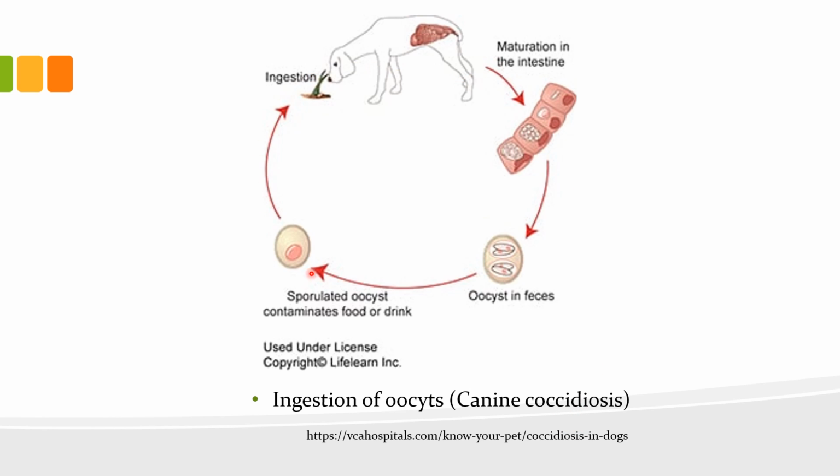In this diagram, we have the presence of the oocyst in the feces coming from the infected dog, and the oocyst later becomes a sporulated oocyst that will contaminate the food or the drink, and it can later be ingested by the canine host. So dogs again become infected with coccidia from ingestion of the oocysts that are found in the dog feces and soil contaminated with feces.